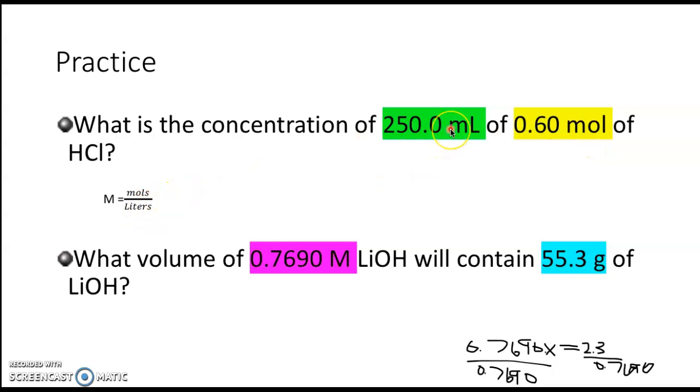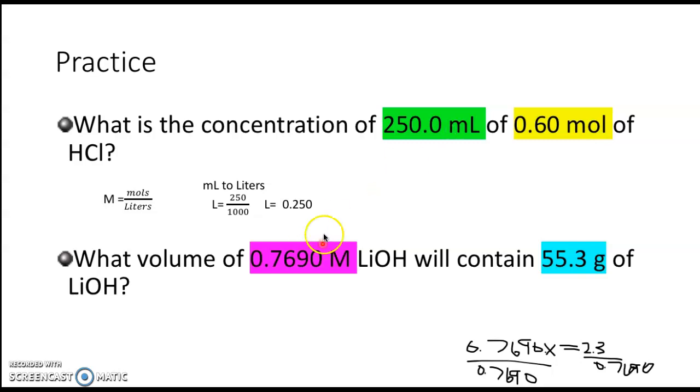I have milliliters instead. So I'm going to be able to convert my milliliters to my liters because 1 liter equals 1,000 milliliters. So I'm going to take my milliliters and I'm going to go ahead and divide it by 1,000. So 250 divided by 1,000 gives me 0.25 liters.